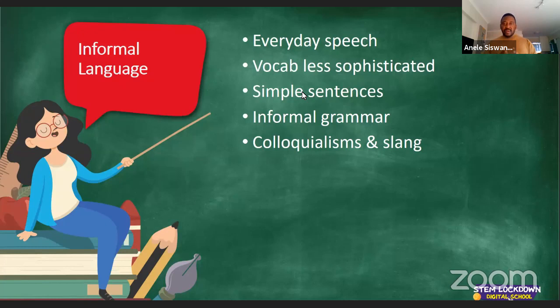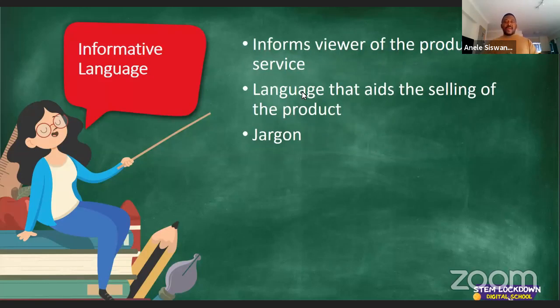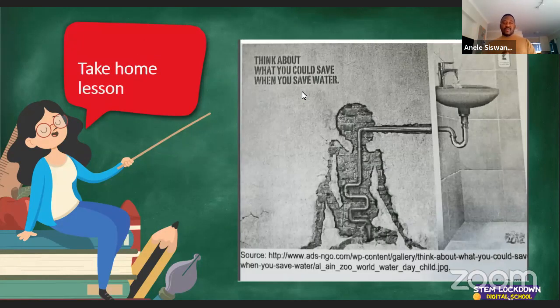So everyday speech, vocabulary being less sophisticated, simple sentences, and all of that which you see here. The emotive language, and that the language informs viewers of the product or service, the language that aids the selling of the product, the use of jargon. Other people asked, what is jargon? And again, I encourage that people go and use their dictionaries to understand what these words mean, and all that comes with that.